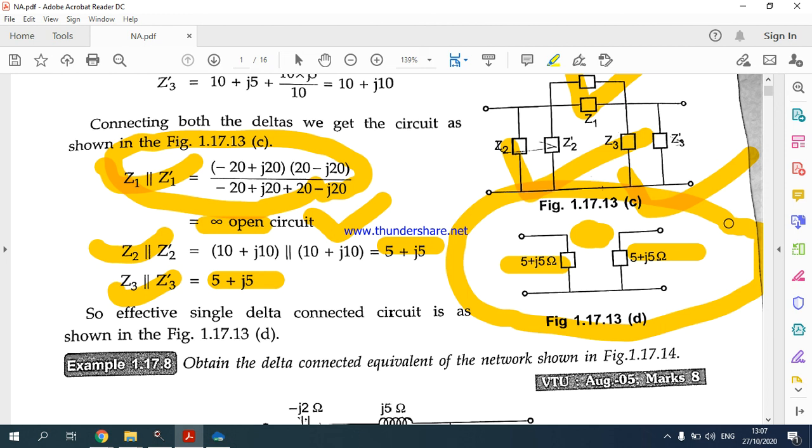No doubts? Clear? Yes, sir. Fine. All of you go with that PDF notes that I have shared with you. There, with respect to the star to delta connection, we have n number of problems. Go with all these problems. If you are having any doubt in these problems, in the next session we can discuss.